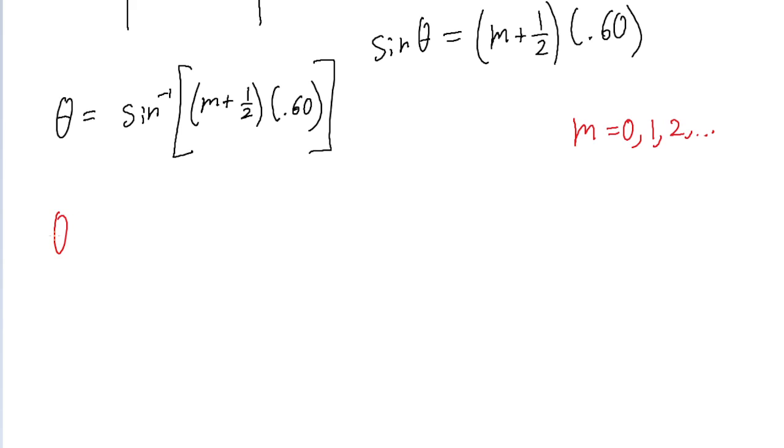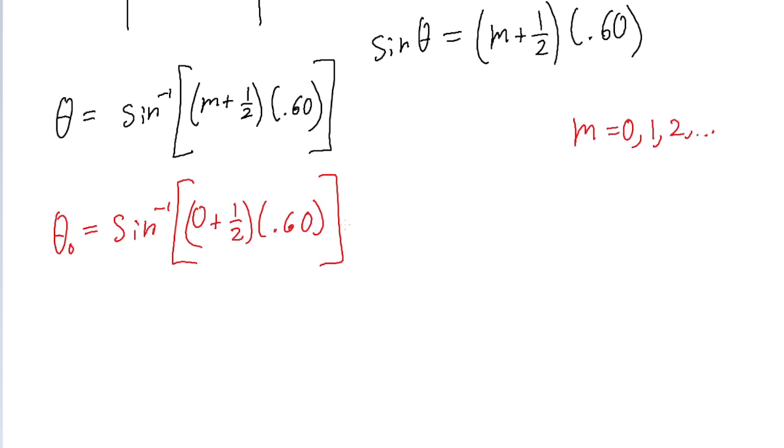So we'll start where m is equal to 0. So for theta 0, it's the inverse sine of 0 plus 1/2 multiplied by 0.6. Put this into your calculator, and make sure that your calculator is in degree mode, and we get an angle of about 17 degrees. So that is our first answer to the problem.